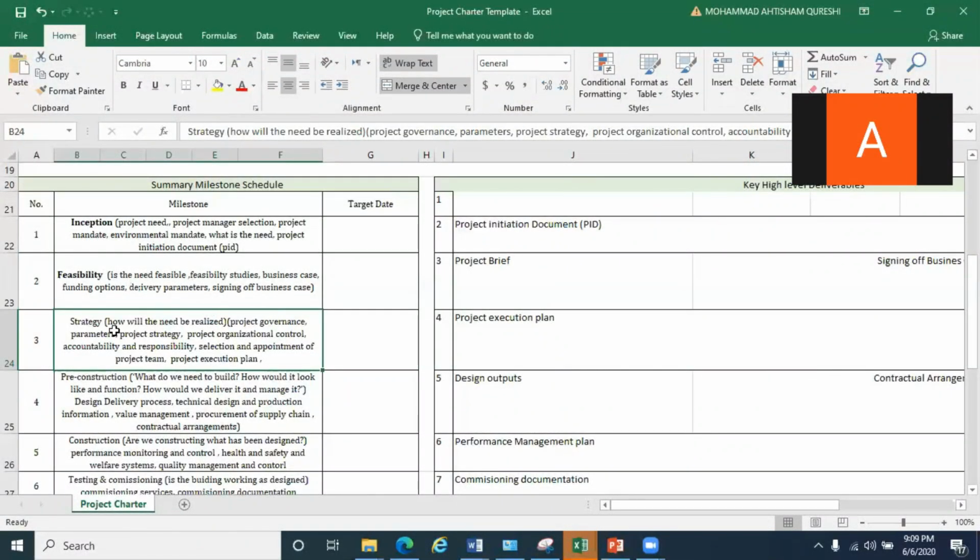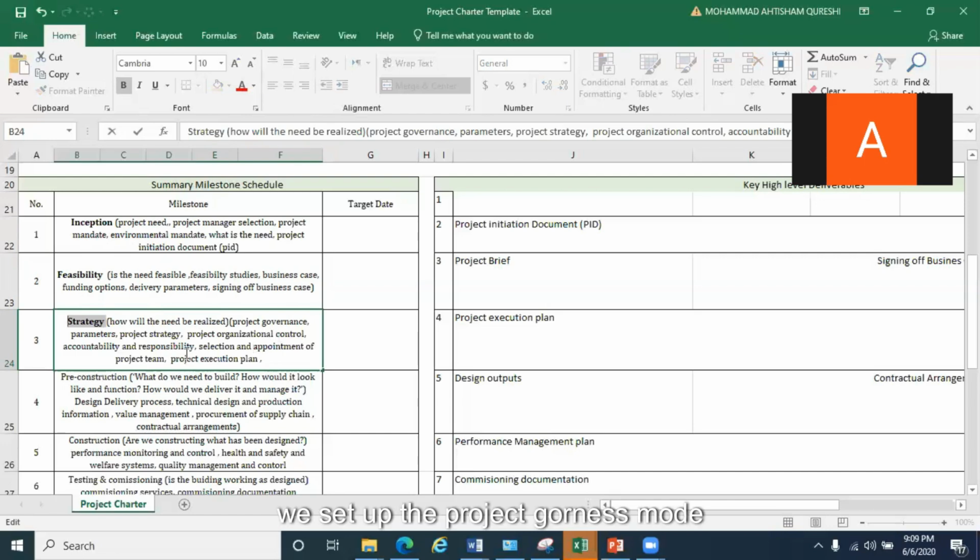Then we have the strategy phase. The strategy phase is primarily the design phase, where we set up the project governance board. At first, the strategy phase is where we set up the project manager, the project governing body, the project organizational structure, the project charter approval, and the assignment of the team members. And all these accountability and responsibility metrics, all these things.